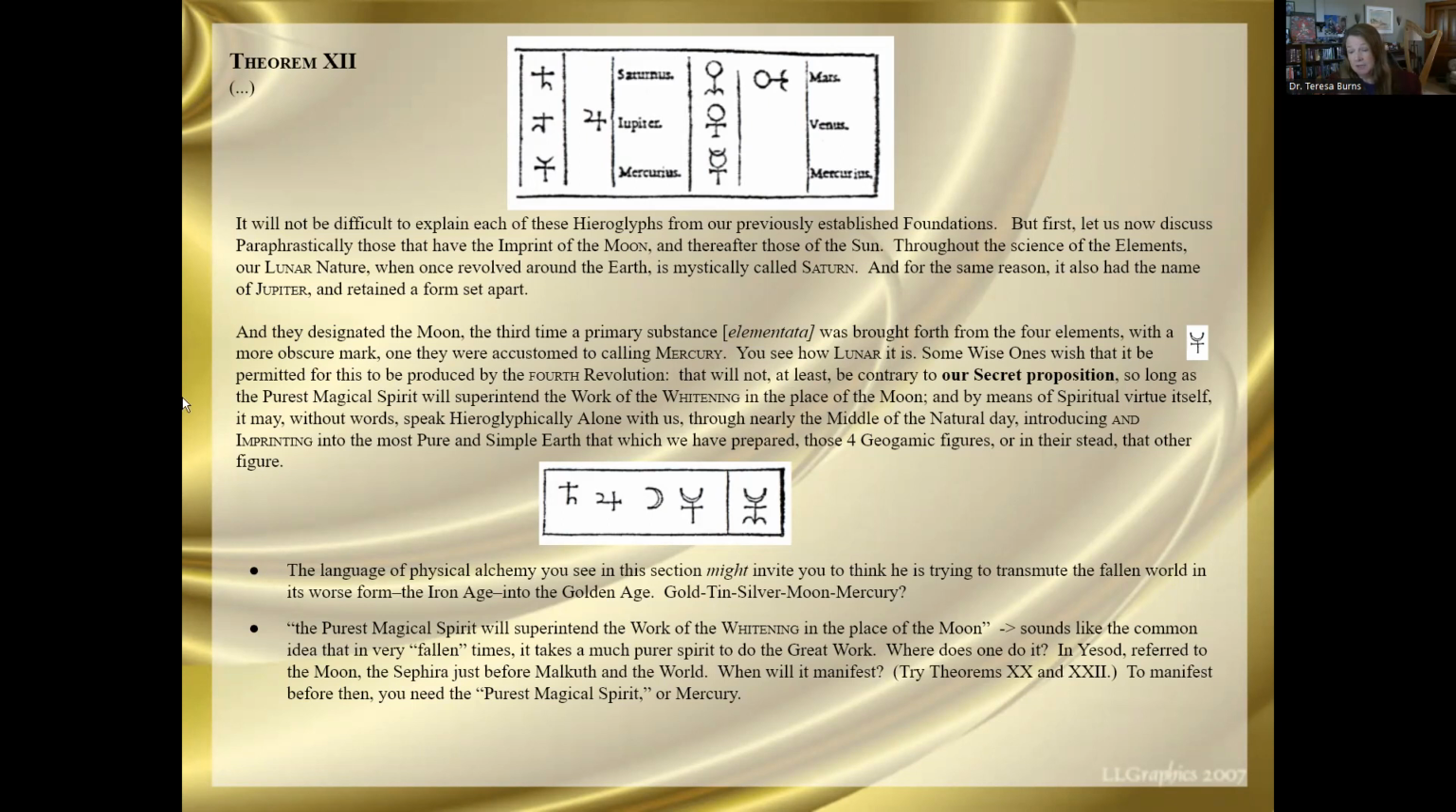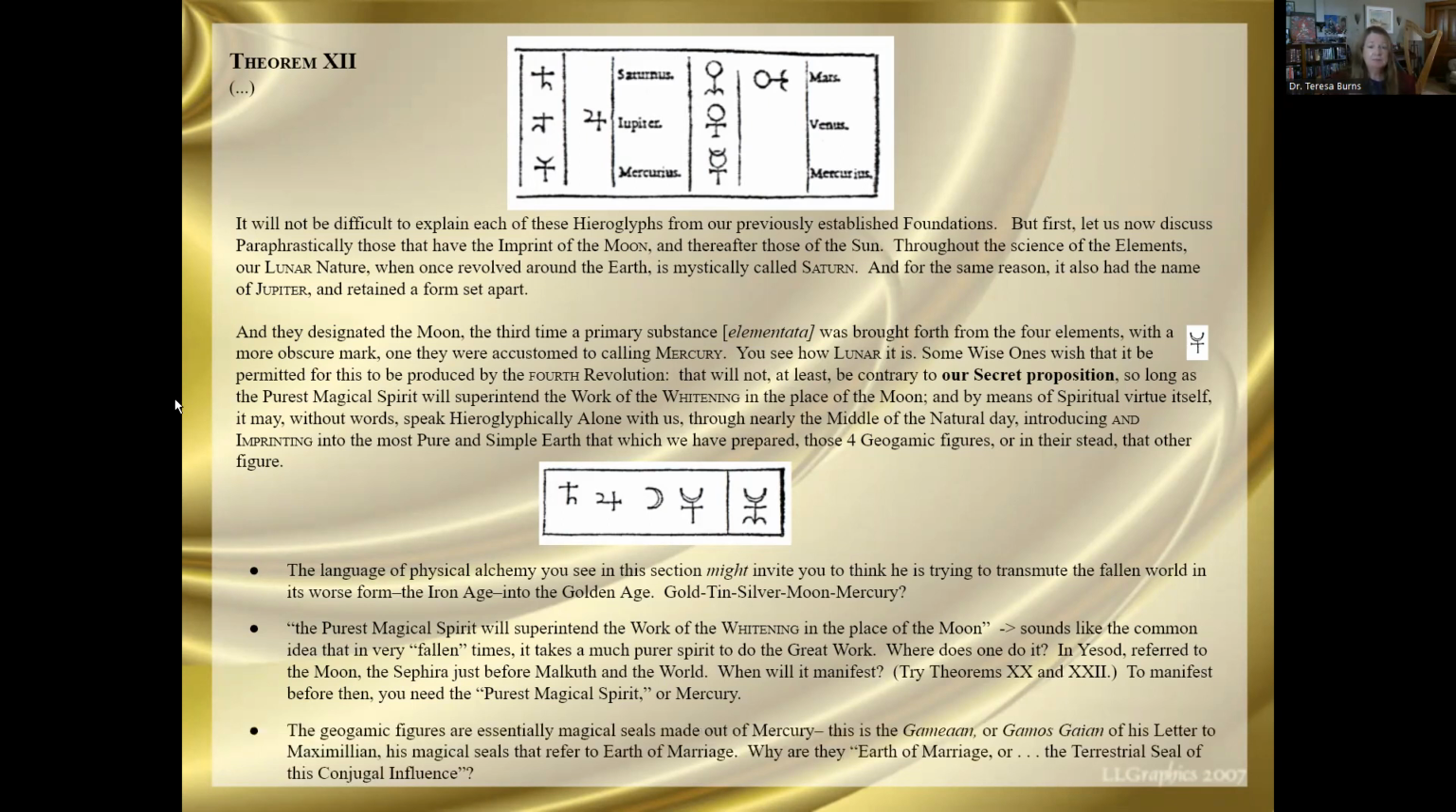Now, when will it manifest? We'll see that in theorems 20 and 22. And to manifest before then, he says you need the purest magical spirit of the alchemist. But if you look at this grammatically, in Latin and in English, this can also be Mercury. Well, we know philosophical Mercury is supposed to allow someone to do the great transmutation that is supposedly the powder that years later Edward Kelly has that allows him to do that, right?